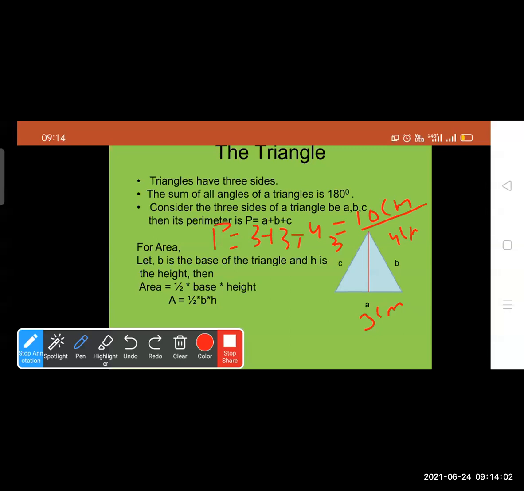And in the case of area, if the height is 4 and base is 3, so half into 4 into 3. So 2 ones are 2, 2 twos are 4. Its unit is centimeter into centimeter, so centimeter square, and 2 threes are 6. So the area is equal to 6 centimeters square.